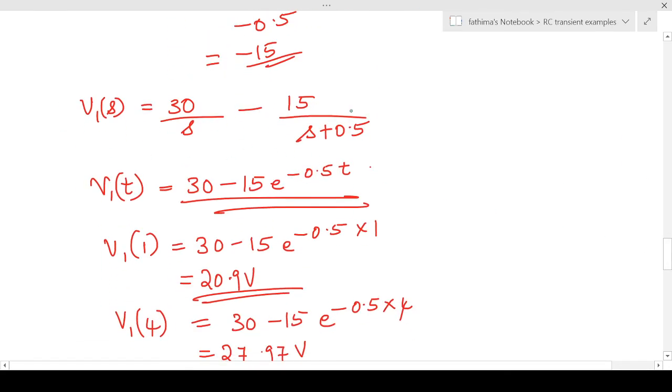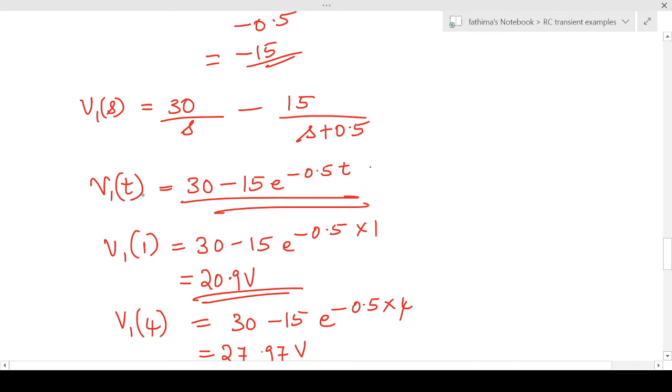So that is the V1 of s, the voltage across the capacitor. So we'll get V1 of t by taking the inverse Laplace transform. This becomes 30 into, this is a unit step function, so we can write 30 into u of t, or 30 itself is fine, minus 15 into e raised to minus 0.5t. For 1 by s plus 0.5, the inverse Laplace transform is e raised to minus 0.5t. So we have got the voltage across the capacitor.